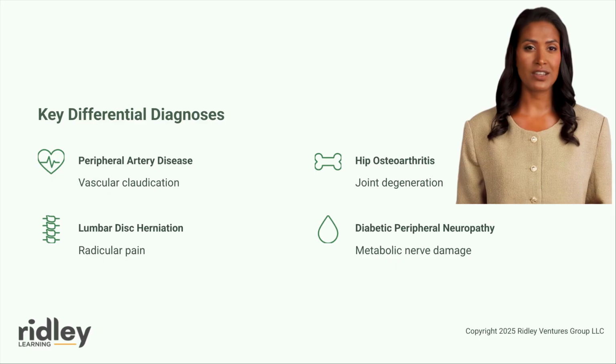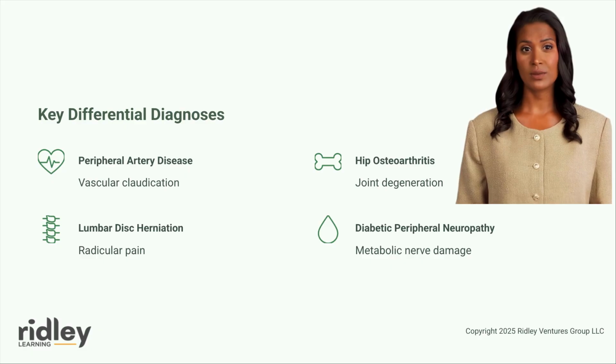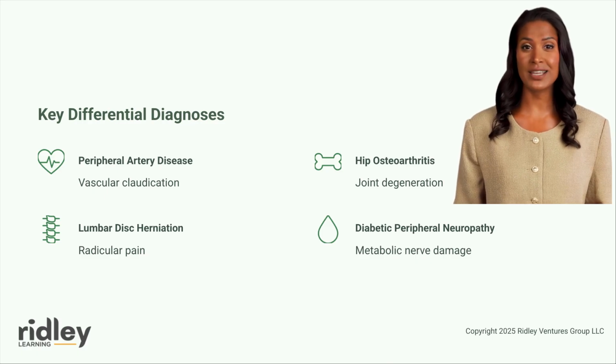Physical examination findings supporting vascular claudication include diminished or absent peripheral pulses, cool extremities, trophic skin changes, and arterial bruits. The ankle brachial index provides an objective measure of peripheral arterial perfusion, with values below 0.9 indicating arterial insufficiency.